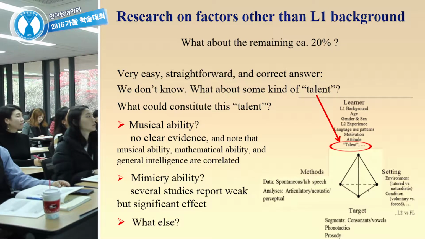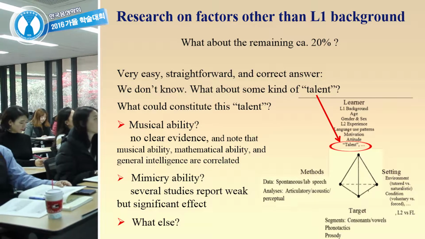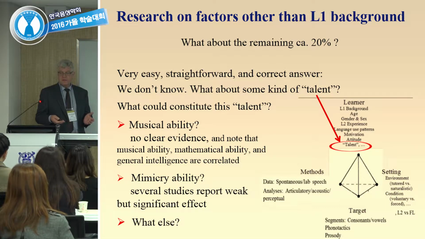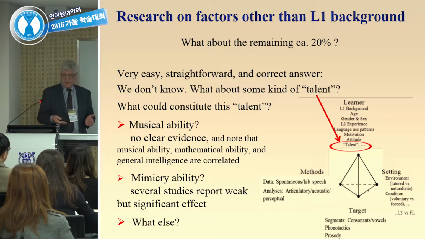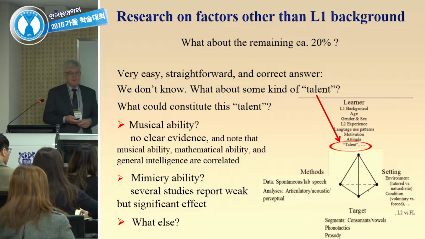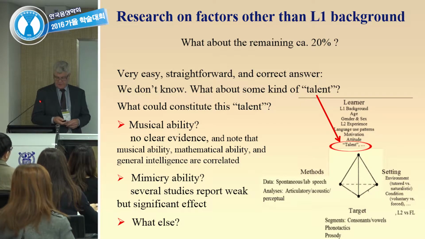We could say that may have something to do with talent, but what is really talent? Is it musical ability? There is really no clear evidence on this. There is some evidence that musical ability may help in the acquisition of tone languages and tones, but the studies that I've looked at don't really tell us that musical ability is related to segmental acquisition. And musical ability, mathematical ability, and general intelligence are highly correlated. So it may not be musical ability that we're really measuring there. Does it have anything to do with mimicry ability? Yeah, several studies report some weak but significant effect on this.